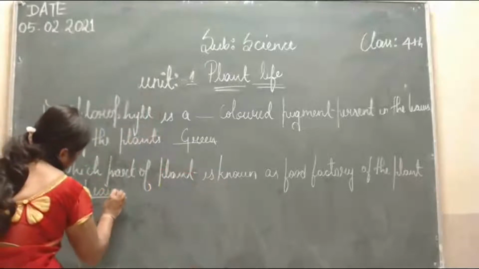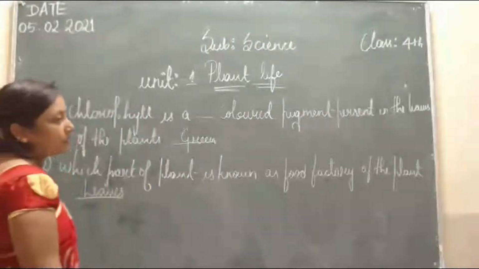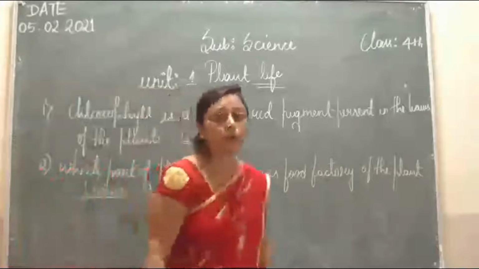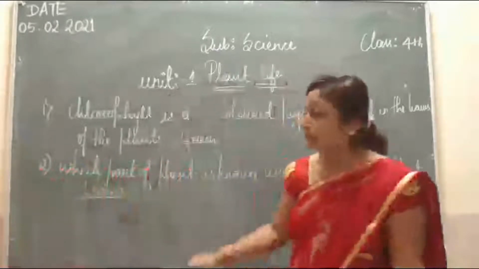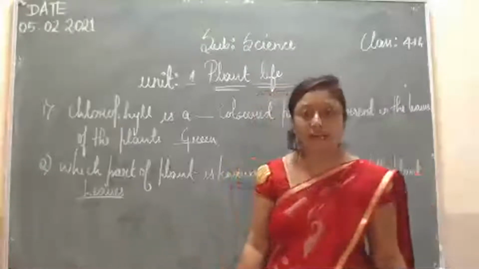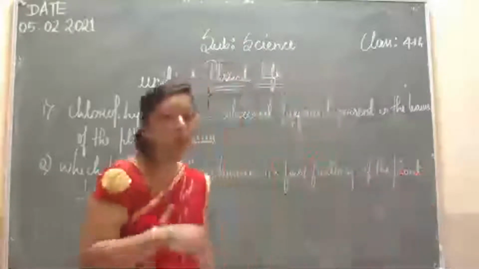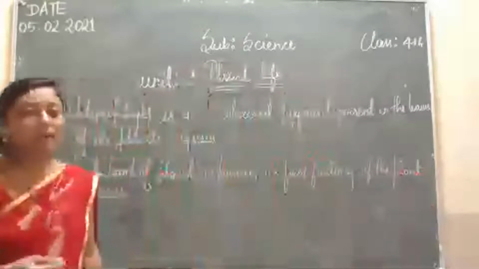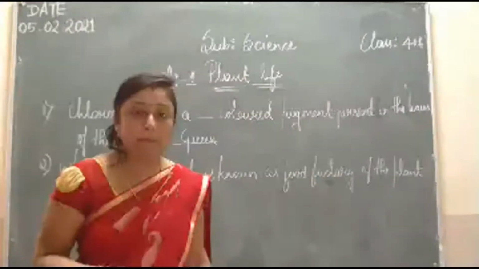Leaves are called a food factory of plants because plants prepare their own food with the help of the part of the plant called the leaf. The leaf will prepare the food and supply it to all the parts of the plant.